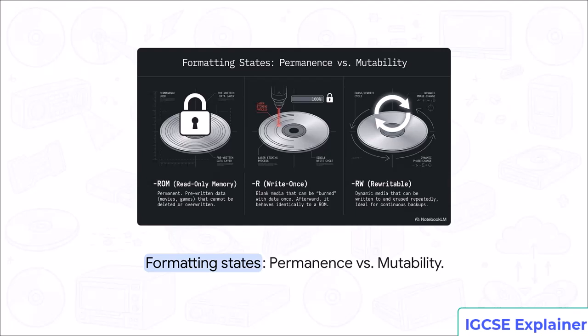But consider the middle state, the R or write once disc. When you buy a pack of these, they are completely blank. Your device's laser literally etches the pits into the surface in a single write cycle. And the really cool part? Once that laser etching process is done, that R disk behaves identically to a permanent ROM. And finally, the RW relies on this dynamic phase change material that allows the laser to erase and rewrite the terrain repeatedly, which is obviously perfect for continuous data backups.